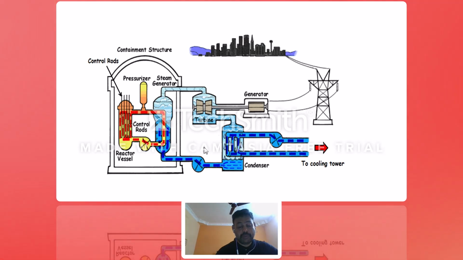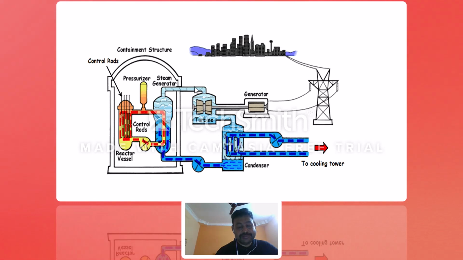Here, water is coming in. Cooling water is circulating. So, heat is coming from the nuclear fission reaction, and water is coming from this side. Therefore, heat plus water generates the steam, right? Therefore, it is called a steam generator.